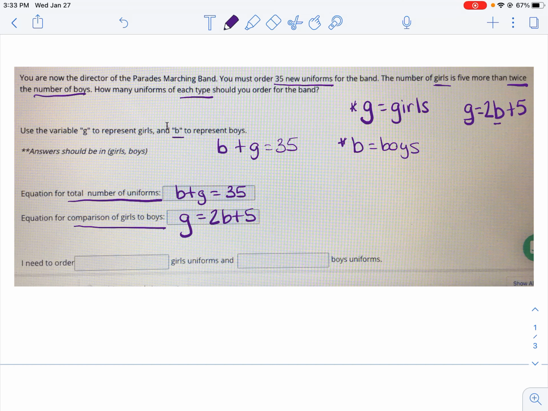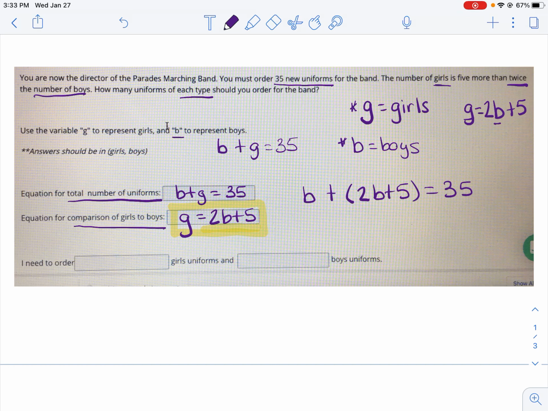Now, we're talking about substitution. We already have one of these solved for a single variable, and that one is G. So we can use this one as our substitution, and everywhere in the first equation that we see G, we'll put in this expression 2b plus 5. So b plus 2b plus 5 equals 35.